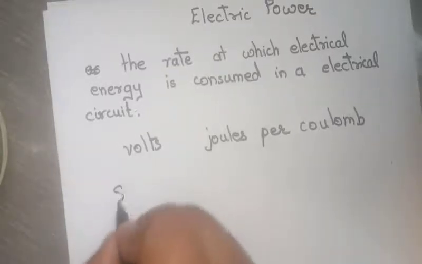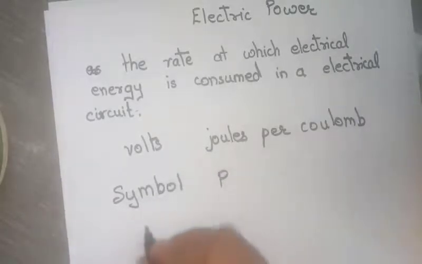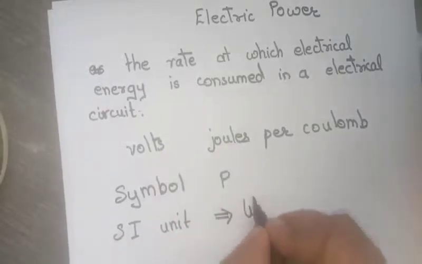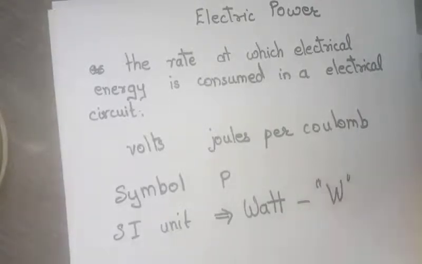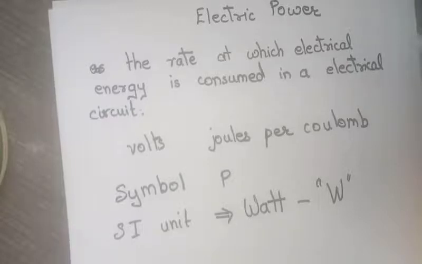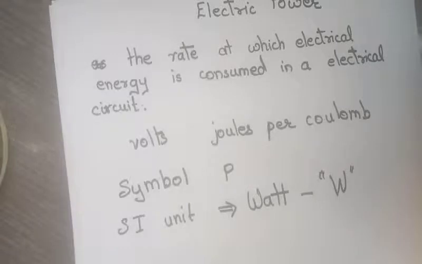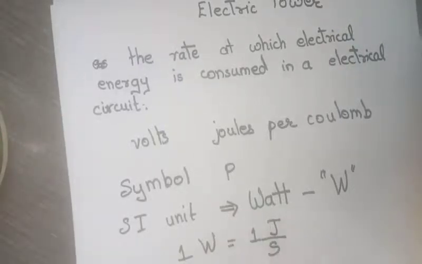The symbol of power is P, and the SI unit is watt, which is written as capital W. What is 1 watt? 1 watt is equal to 1 joule of electric potential energy being used per second. So we can write it as 1 watt is equal to 1 joule per second.